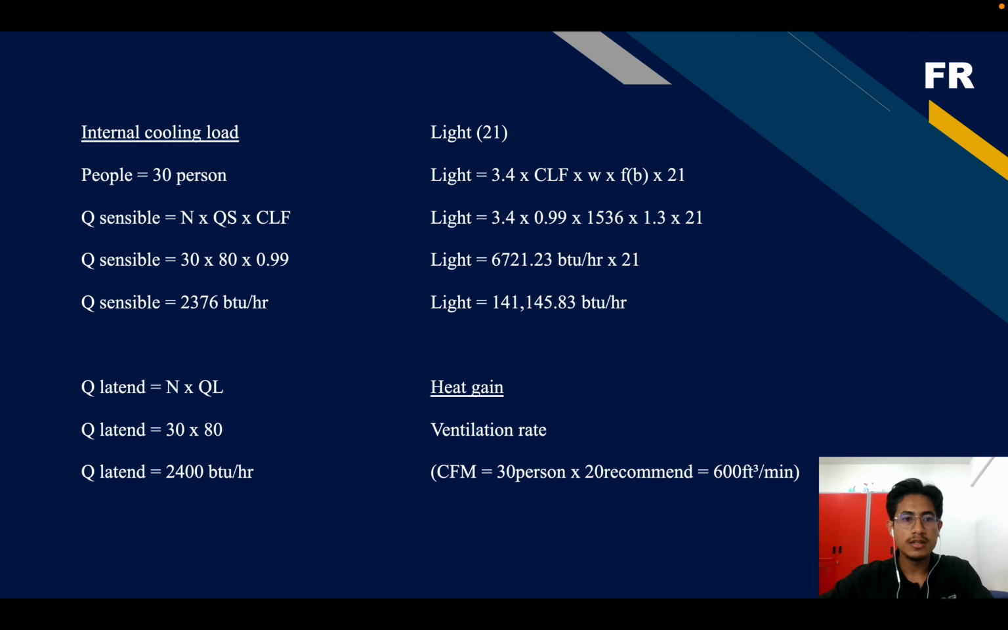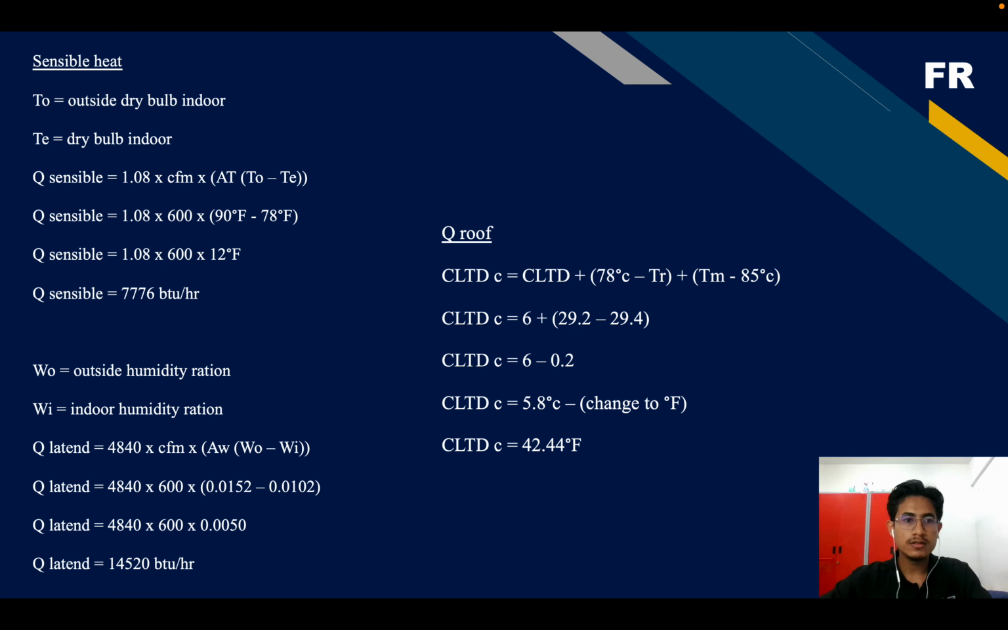Next one is how to find internal cooling load. And how to find light, calculation of light, and heat gain. Next one is how to calculate sensible heat. This is how to find sensible heat. TO means outside dry bulb. TI means indoor dry bulb. And next one, WO is outside humidity ratio. WI means indoor humidity ratio.